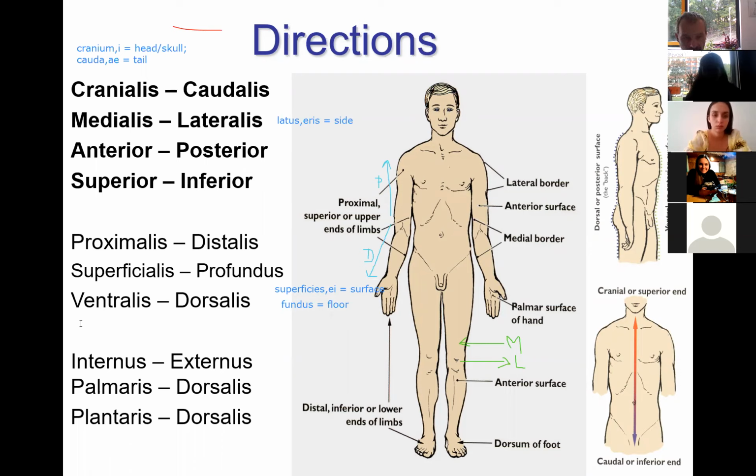Okay, ventralis, dorsalis, ventral, dorsal. Ventris is a belly, either the belly of a human or a belly of a muscle. So ventral means again front, as you can see here on the right side, ventral or anterior. So it's the front.